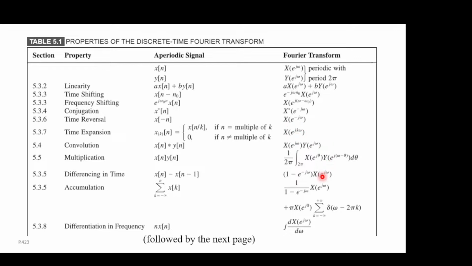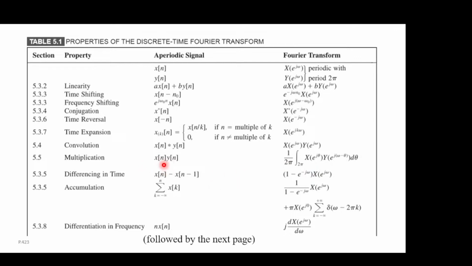And the convolution is as usual: convolution in the time domain gives multiplication in the frequency domain. Sorry, and multiplication in the time domain gives convolution in the frequency domain. But convolution in the frequency domain is a little weird because it's periodic, so you need to do this periodic convolution.